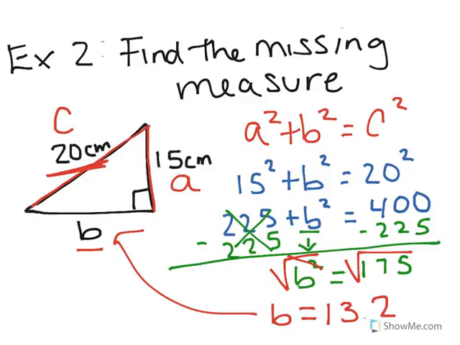And that brings us to the end of the lesson on the Pythagorean theorem. Please remember that the Pythagorean theorem is a squared plus b squared equals c squared.